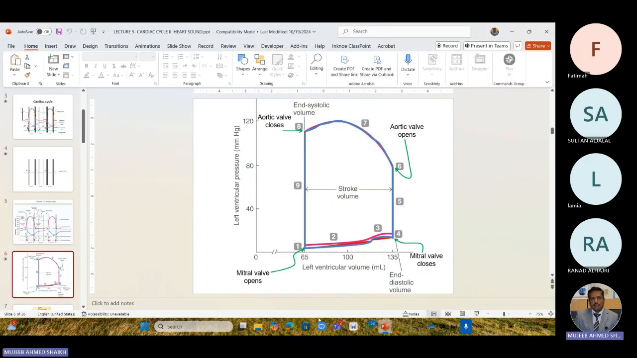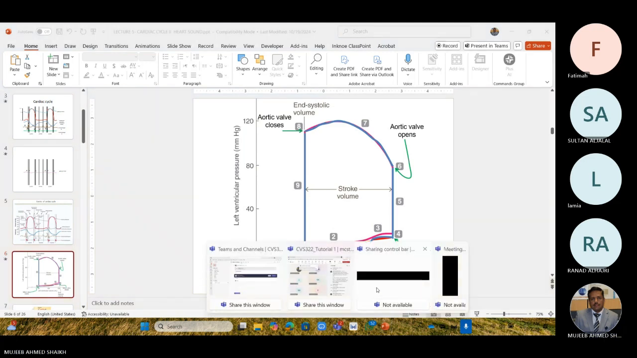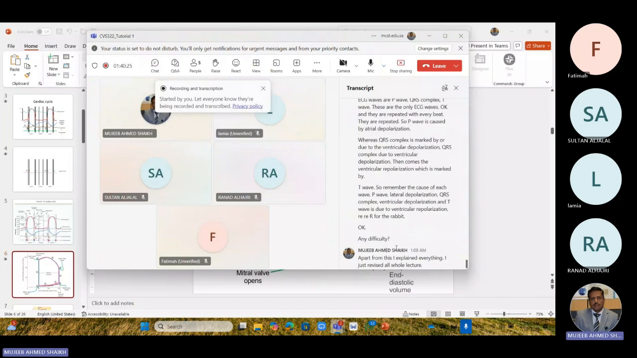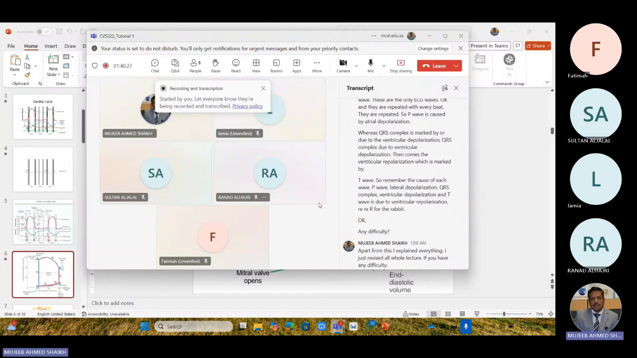Any difficulty? Apart from this, I explained everything. I just revised the whole lecture. If you have any difficulty other than this, you can ask me.